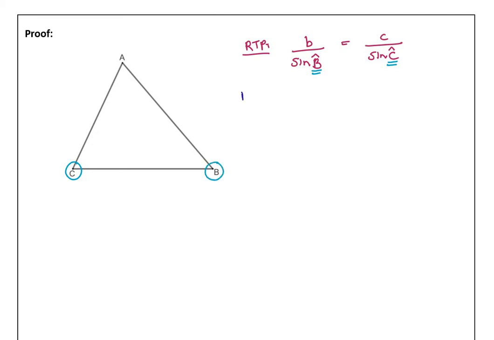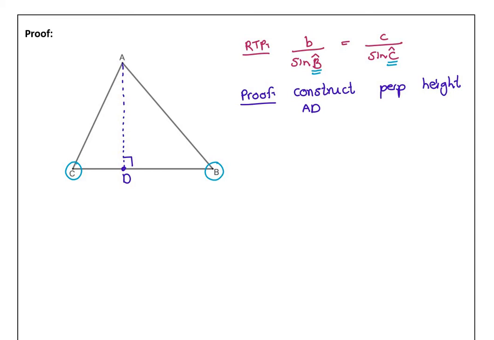Now this proof is examinable, but it's fairly simple. So what is our proof? Well, as with most proofs, it begins with a construction. So I'm going to construct my perpendicular height, and I'm going to call it AD. So that means straight from vertex A, I'm going to drop a perpendicular height down to BC. I'm going to call this point D.